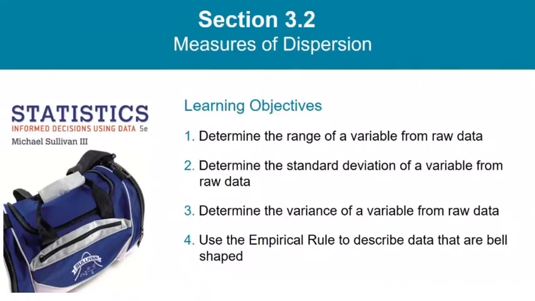Today we are in section 3.2 and we'll be talking about measures of dispersion or measures of spread. So we'll learn how to determine the range of a variable from raw data. We'll talk about how to determine the standard deviation of a variable from raw data and how to determine the variance of a variable from raw data. And I'll also show you the empirical rule, which is a useful rule of thumb that you can use when you have data that fits a bell-shaped distribution. So here we go.